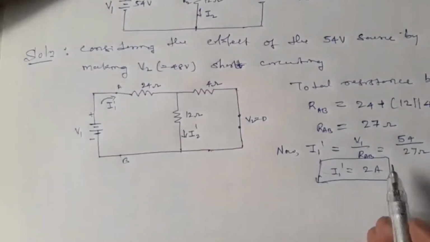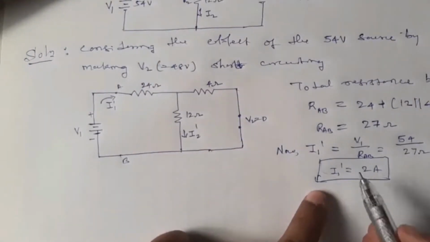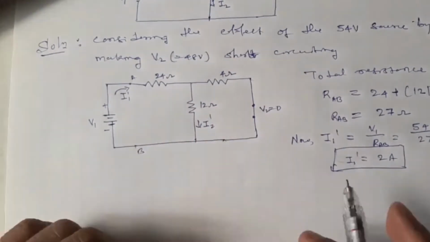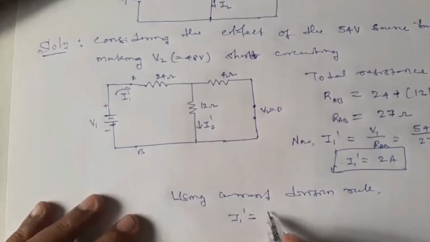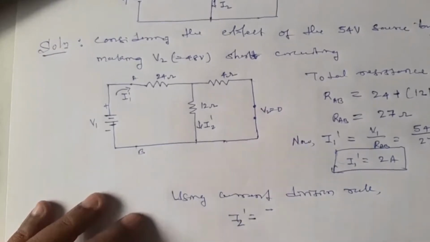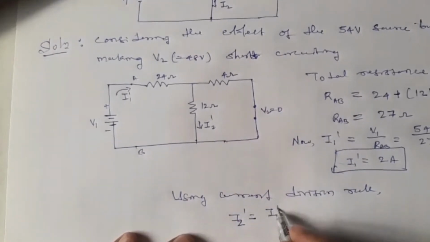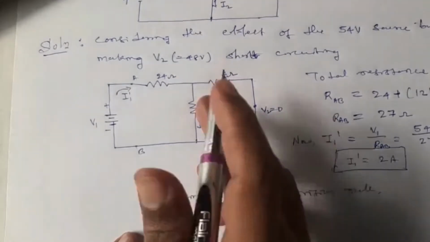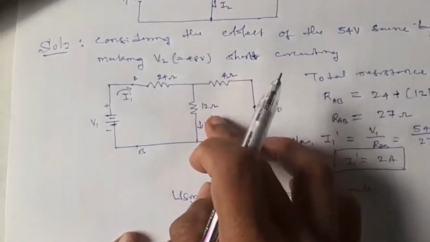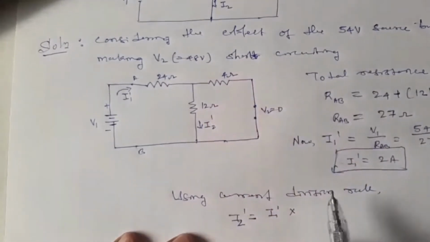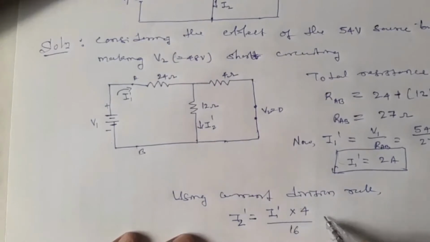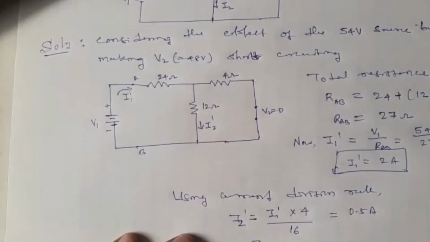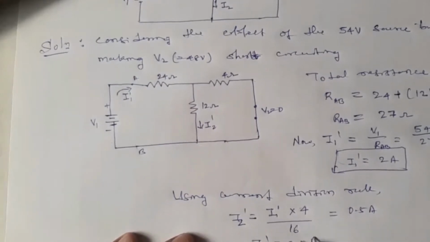We got I1 dash, but we are interested in finding I2 dash. Using the current division rule, the main current is I1 dash, and I2 dash is I1 dash into the resistance of the other branch, which is 4, divided by the sum of the resistors. 4 plus 12 is 16. This is equal to 0.5 ampere. Means I2 dash is equal to 0.5 ampere.